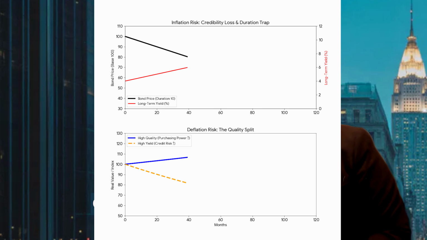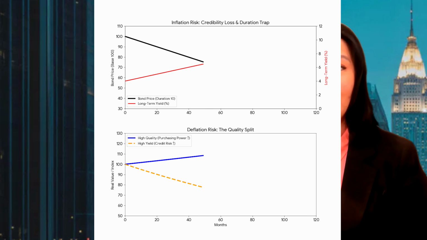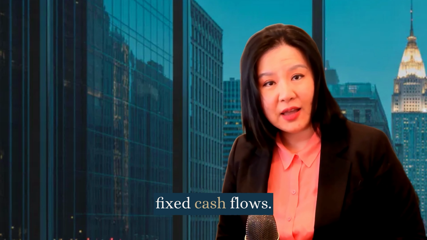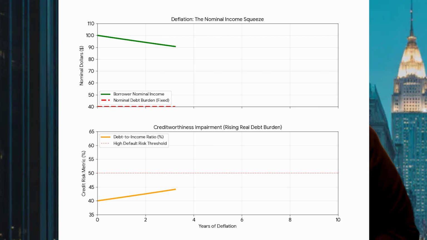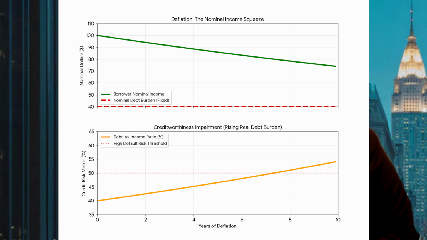Conversely, persistent inflation is a peculiar beast. It actually benefits high-quality bonds because it increases the purchasing power of those fixed cash flows. But watch out, deflation simultaneously impairs the creditworthiness of lower quality high-yield debt because the borrower's nominal income is shrinking while their debt burden remains constant.